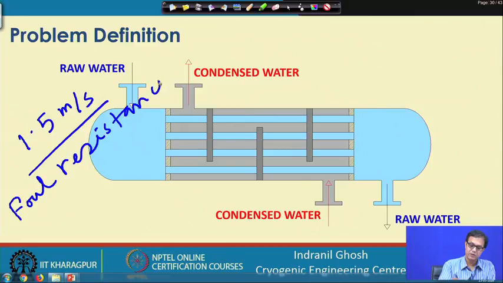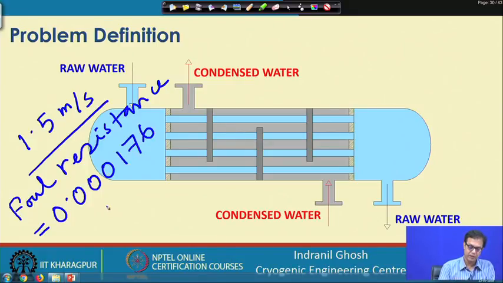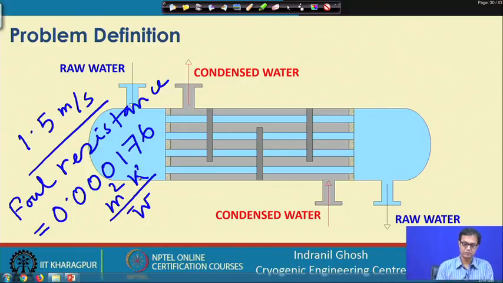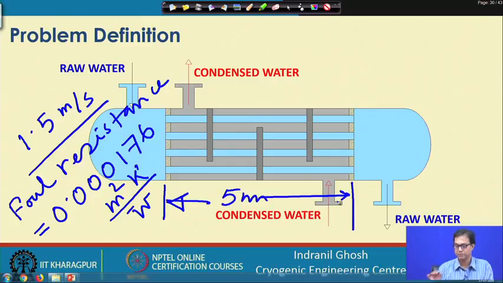that foul resistance is equal to 0.000176, its unit would be meter square Kelvin per watt, just the inverse of what we get for the heat transfer coefficient. Now, this is the foul coefficient and foul resistance, and the tube length of this heat exchanger has already been specified because of the length constraint or space constraint, it cannot be more than 5 meter. So, we will work with 5 meter maximum length.